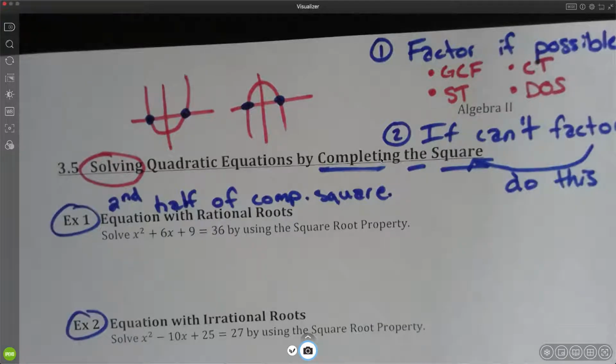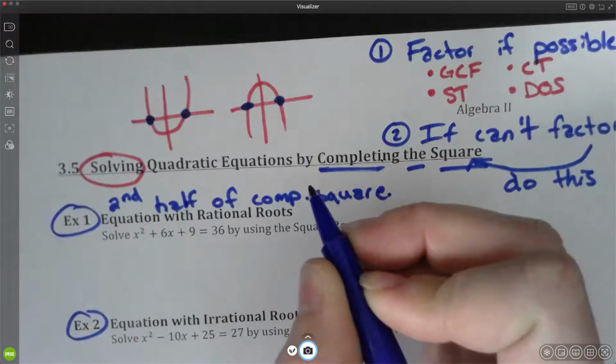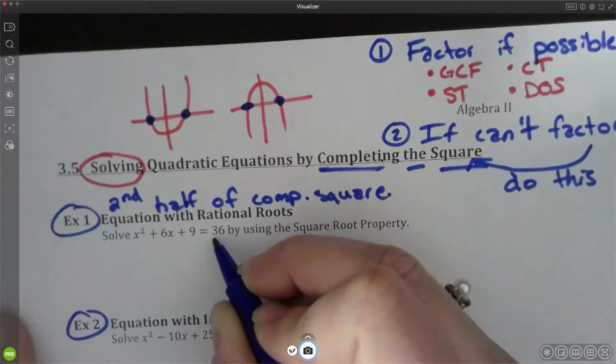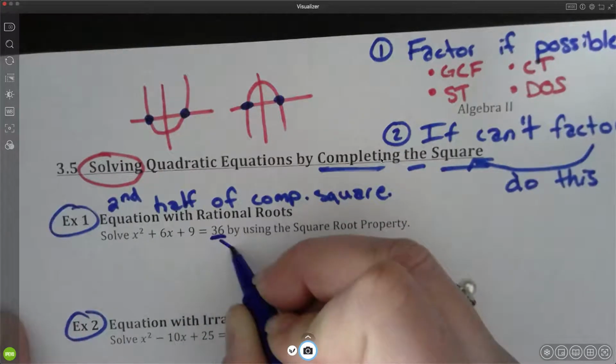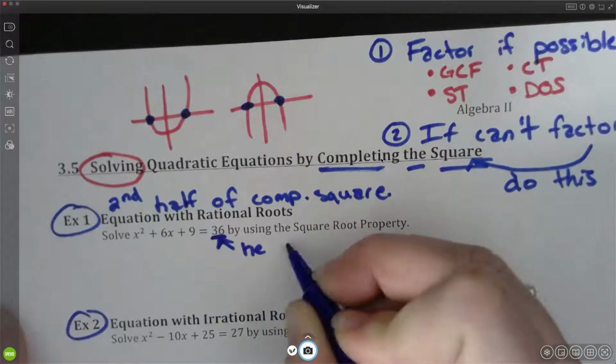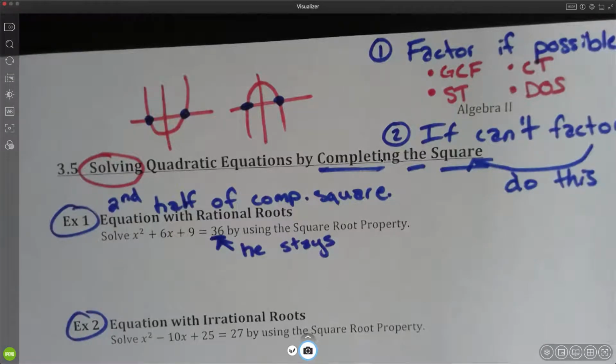Now, when you're completing the square, when I would see this problem and I was trying to factor, most of the time I would want to bump this 36 to the other side. But for completing the square, he stays. You don't move him to the other side, and you don't set him equal to 0. That guy's going to stay right there where he is, okay?